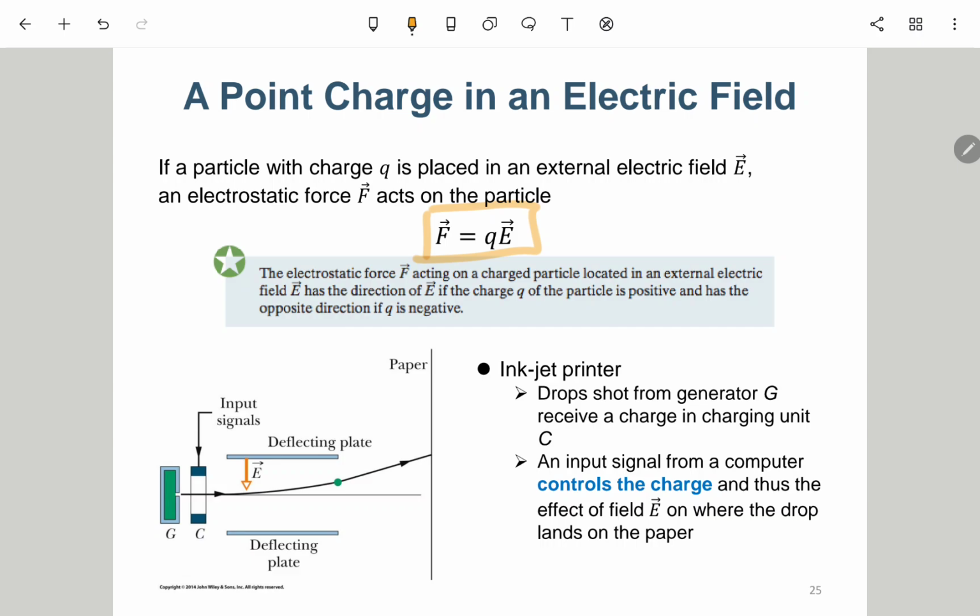We just move the Q to the other side, so it becomes F equals QE. Here is a highlight: the electrostatic force F acting on a charged particle located in an external electric field E has the direction of E if the charge Q of the particle is positive, and has the opposite direction if Q is negative. This is more or less the same as what we know from the definition of the E field, but here we have an application.